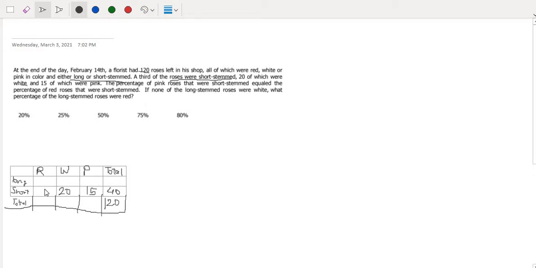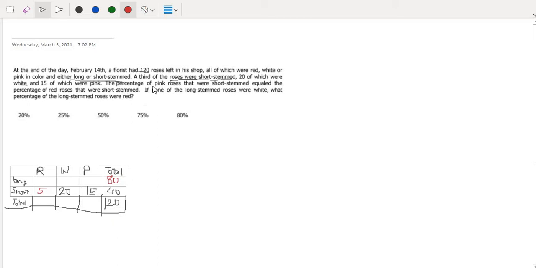So now we can conclude the red roses. How many will they be? 20 plus 15 is 35, and 40 minus 35 is 5. Similarly, can we not conclude the long ones? Yes, we can. Total long stemmed are going to be 120 minus 40, which is 80. Great. Anything else? No. So let's go back.